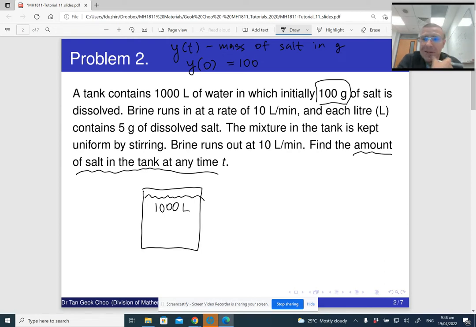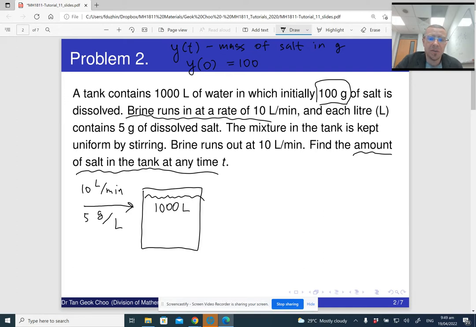All right, so what's going on here? Basically we have the inflow. Whatever goes into the tank is some kind of brine, and it runs in at the rate of 10 liters per minute. Each liter contains 5 grams of dissolved salt, right? So the concentration of salt is 5 grams per liter.